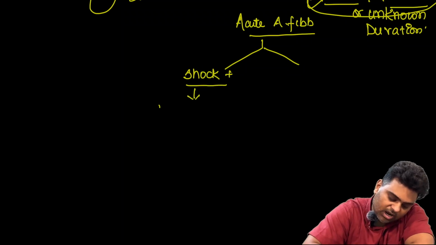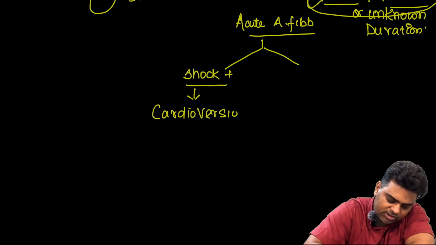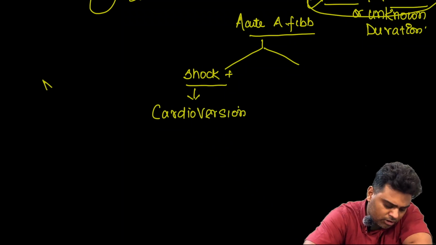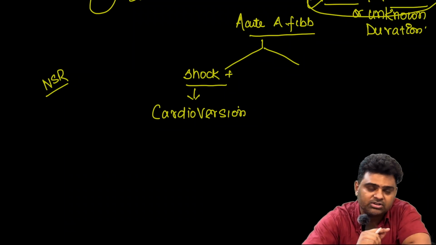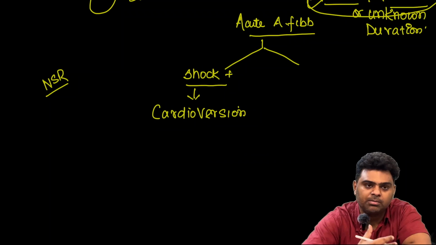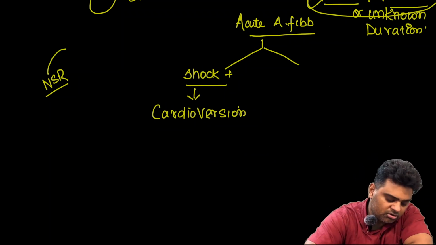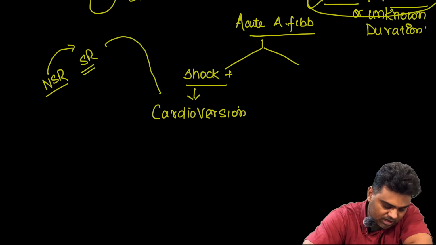we do cardioversion. What is cardioversion? Cardioversion is simply conversion of non-sinus rhythm. We know that in atrial fibrillation the rhythm is coming from the atria, and whenever the rhythm is not coming from the SA node, it is known as non-sinus rhythm. So conversion of non-sinus rhythm to sinus rhythm is known as cardioversion.